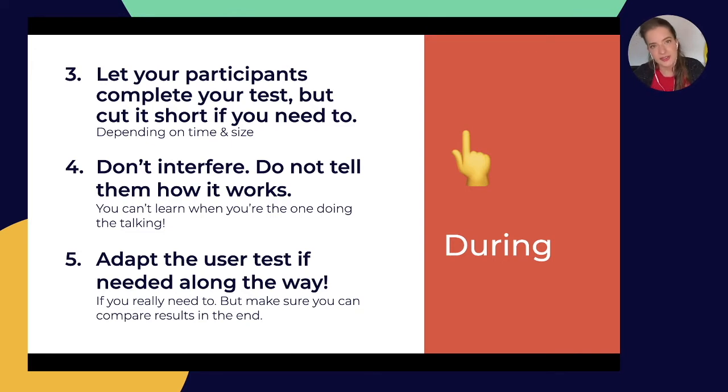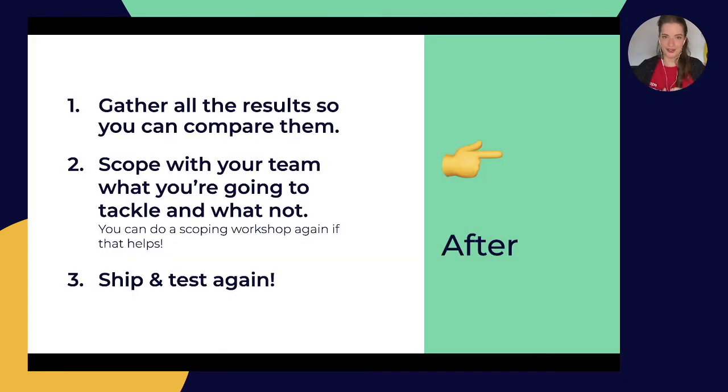Do not interfere. This is perhaps the hardest one. When somebody's struggling, it's really hard not to help them out. But that is the most crucial moment to learn. If you're talking, you can't learn a lot. If they are talking, you can learn a lot. So ask, what are you doing? What's going on? Is something wrong? Or are you confused? Help them talk out loud. Adapt a user test if you need to along the way. Just make sure that you can compare results in the end, which will help you after the user test.